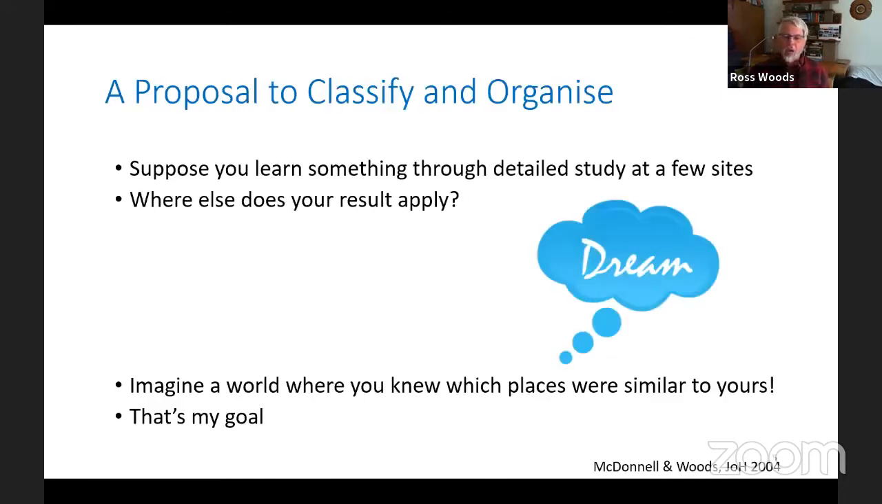So here's my proposal for how we might classify and organize in hydrology. Suppose that you learned something through detailed field study at a few sites. And then you might wonder to yourself, where else does that result apply? Where else can I use this piece of knowledge? Imagine a world where you knew which places were similar to yours. That's my dream. That's where I would like us to get to one day.